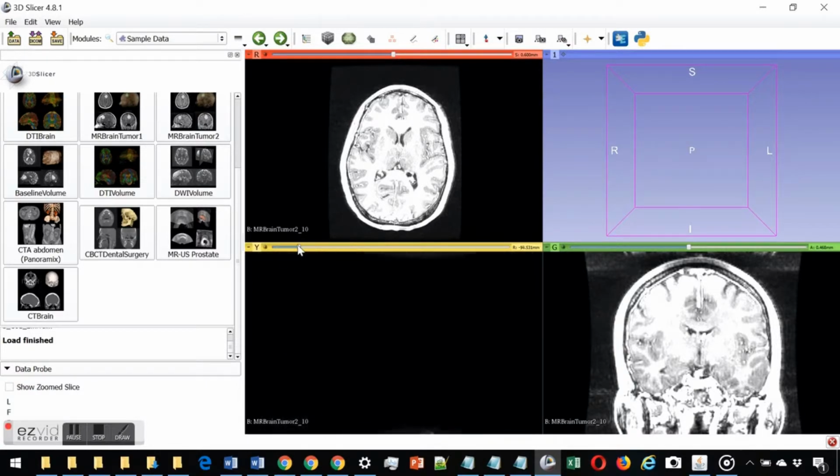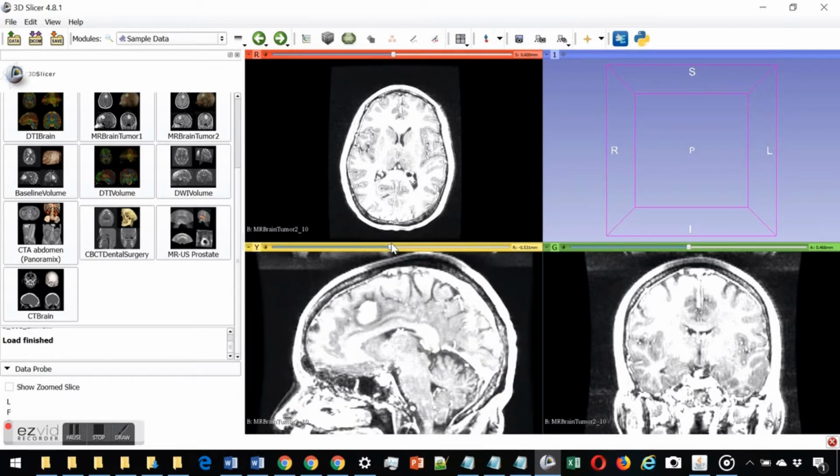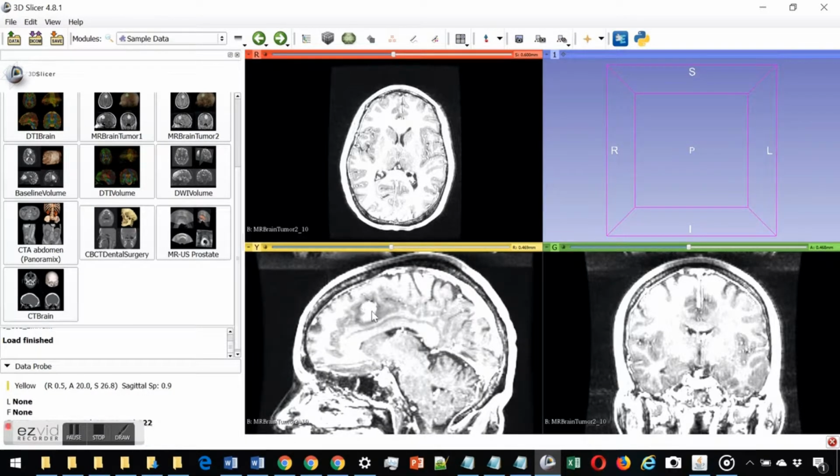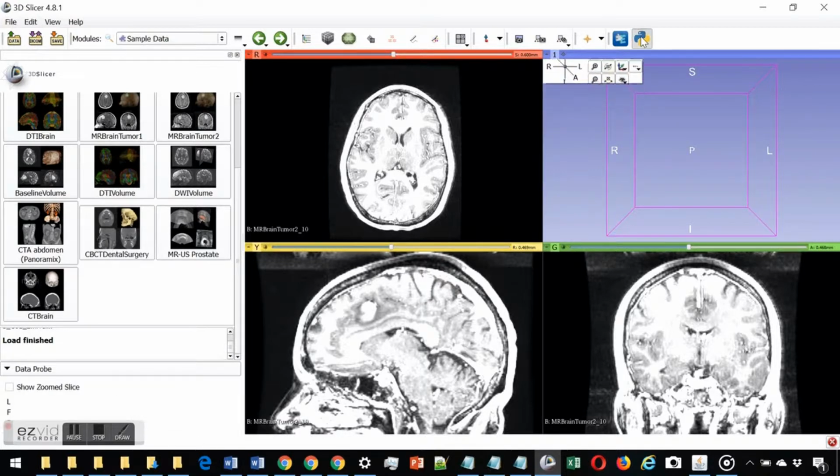This is another brain. In this structural magnetic resonance imaging scan, we can see a tumor. It is mainly located in the right frontoparietal area of the brain.